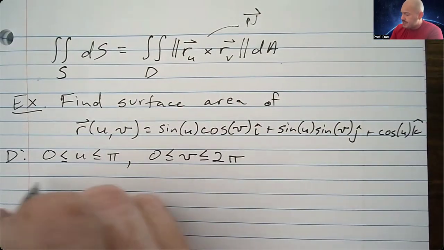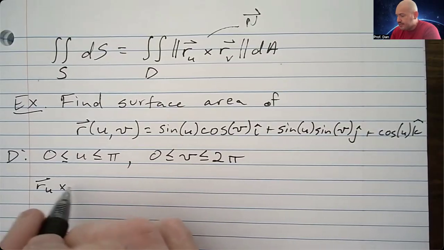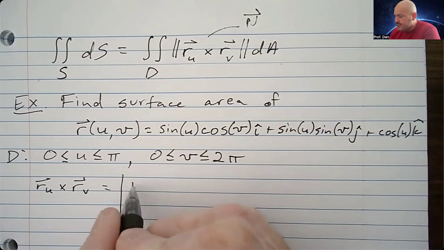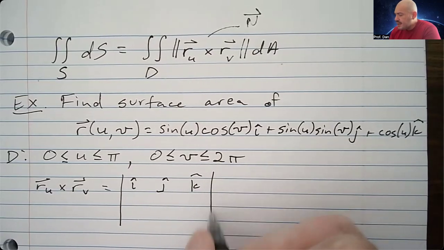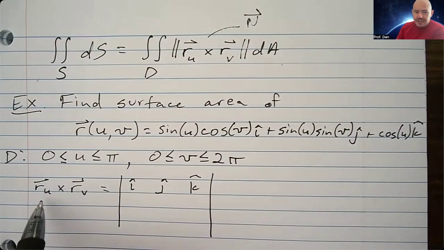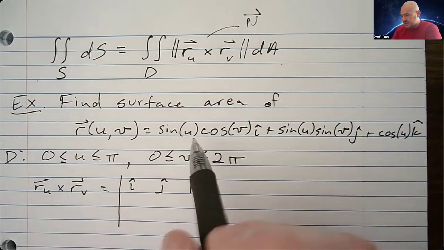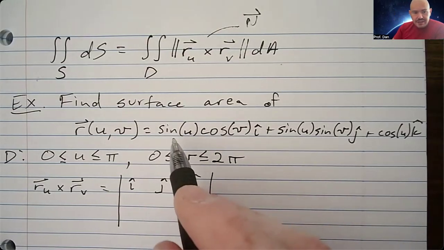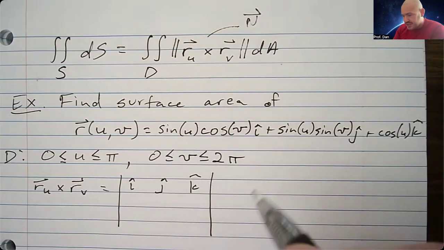So starting off, we know that the cross product, r_u cross r_v, is going to be a 3 by 3 determinant. First row are the unit vectors i, j, k. Second row, we're going to look at the first derivative with respect to u. So anything involving v, we treat as a constant. For the i component, I end up getting cosine u, cosine v.